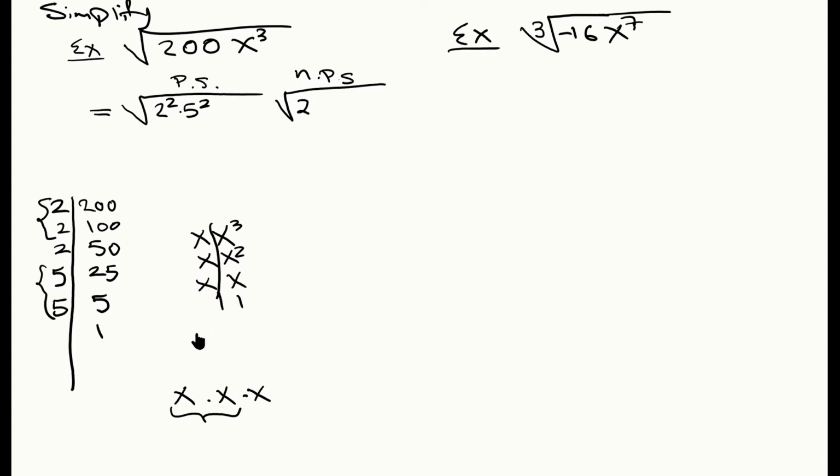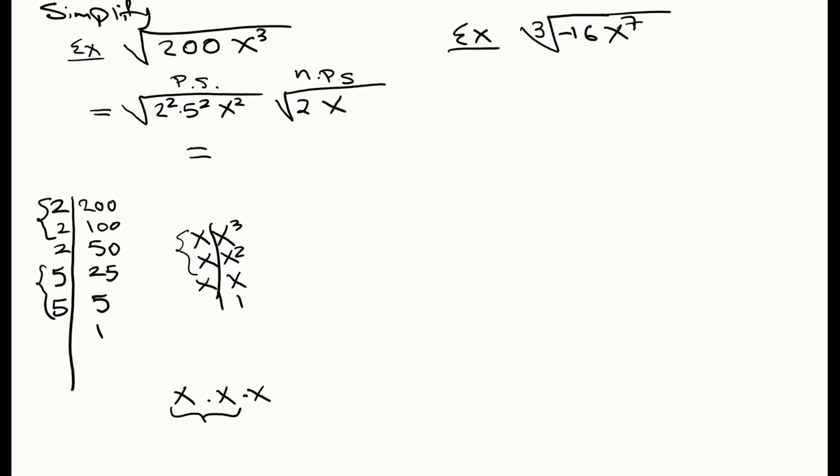So we're going to put x squared in the perfect square radical, and in the non-perfect square radical we're going to put just the x that's left over.